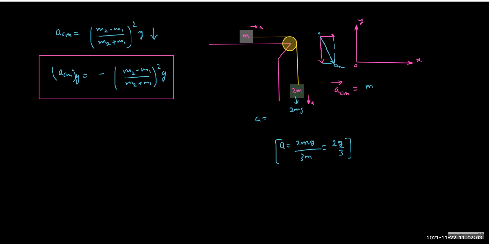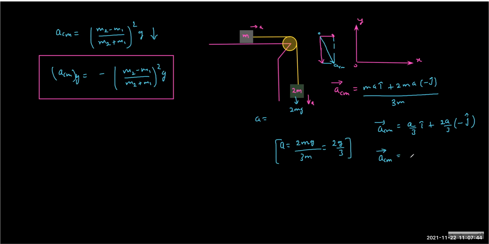So what I'll write is m into A into i cap plus minus j cap. These are in different directions, so the only way we can write it is in vector form. We cannot write it numerically because it's not one-dimensional motion. And if we divide by the total mass, which is 3, this is how we have to write it. ACM turns out to be A by 3 i cap and 2A by 3 minus j cap. All right, so we got this ACM.